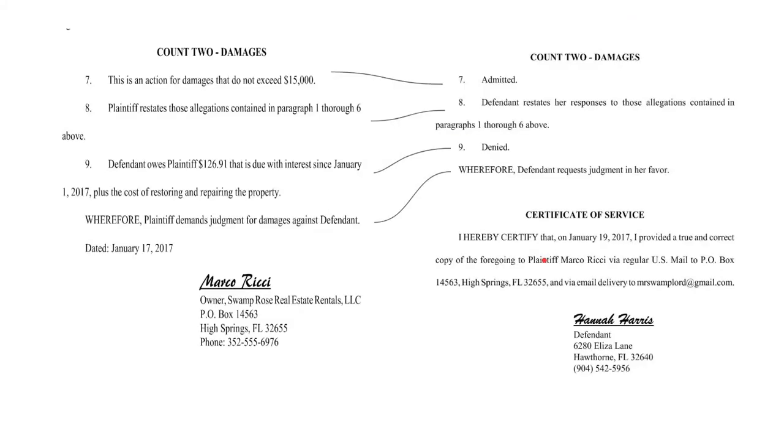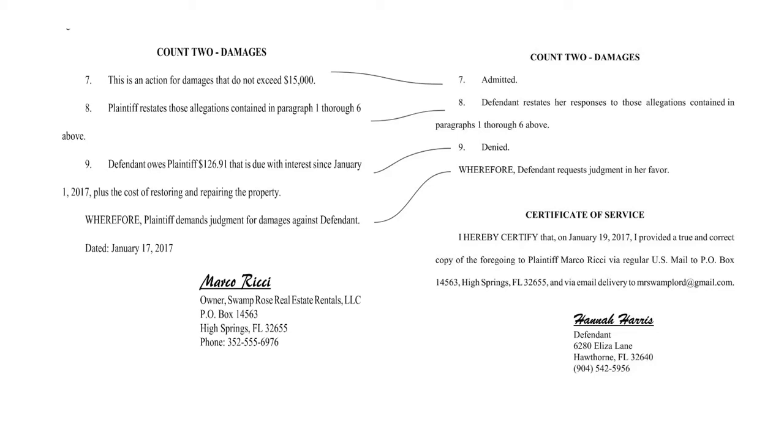Paragraph 7 of count 2 reads, "This is an action for damages that do not exceed $15,000," and this is admitted because it's the same as in count 1. Regardless of how you feel about the lawsuit itself, this is a factually true allegation. It's admitted. Paragraph 8, plaintiff restates those allegations contained in paragraphs 1 through 6 above.